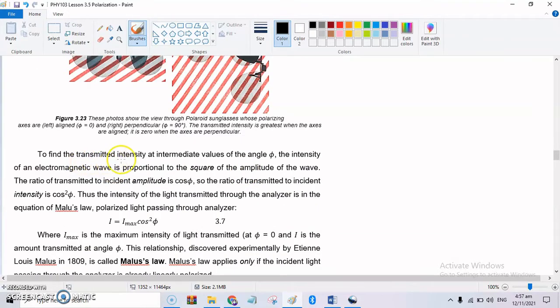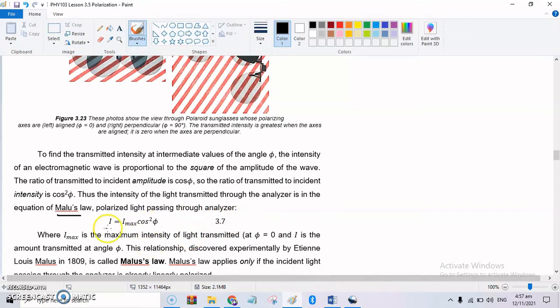To find the transmitted intensity at intermediate values of the angle phi, the intensity of an electromagnetic wave is proportional to the square of the amplitude of the wave. The ratio of transmitted to incident amplitude is cosine phi. So, the ratio of transmitted to incident intensity is cosine squared phi. Thus, the intensity of the light transmitted through the analyzer is given by the equation of Malus' law. Polarized light passing through analyzer.